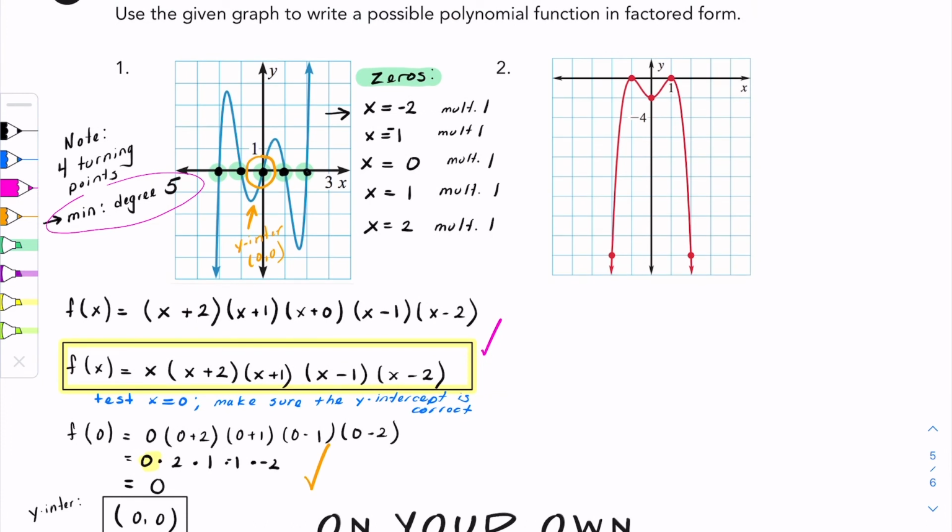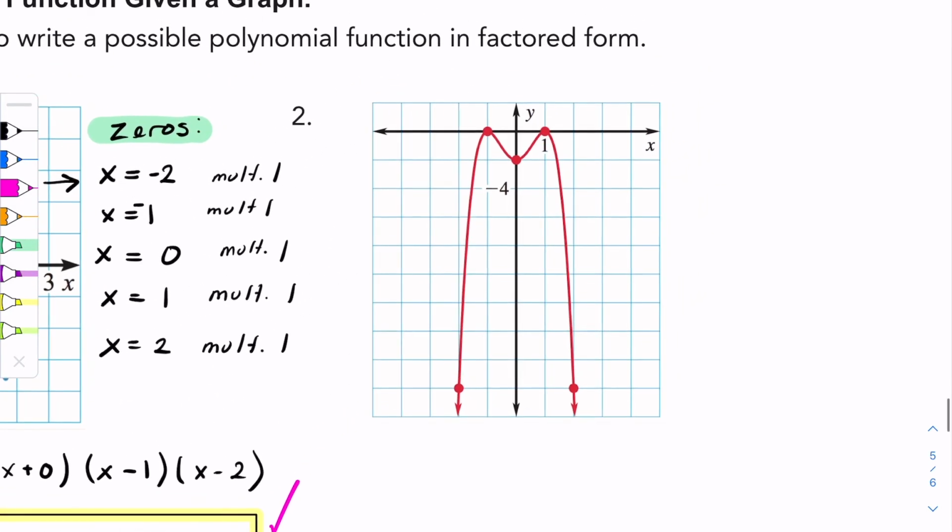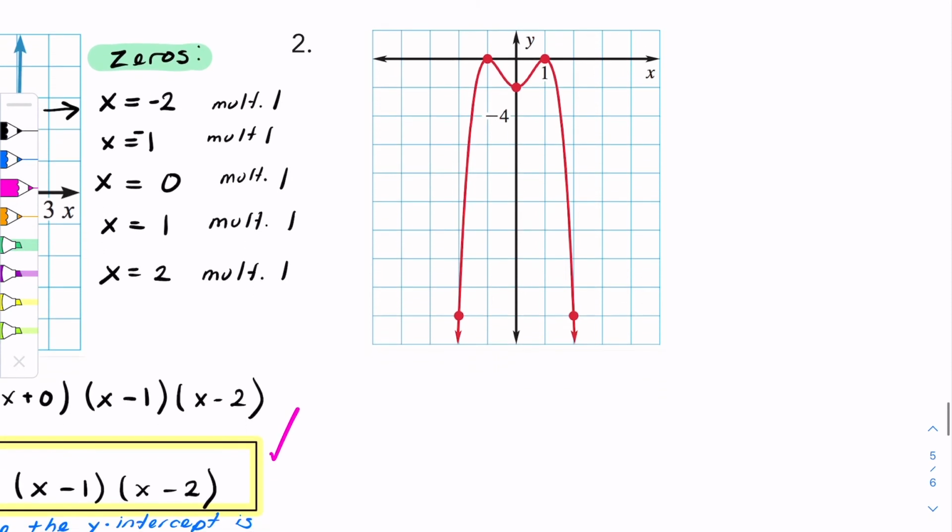Okay, so it might be tempting to just find the zeros and just write them down, but you do have to be careful because, for example, this next graph, the y-intercept is going to change your final answer. So you have to do all of the work that we did on the last problem.